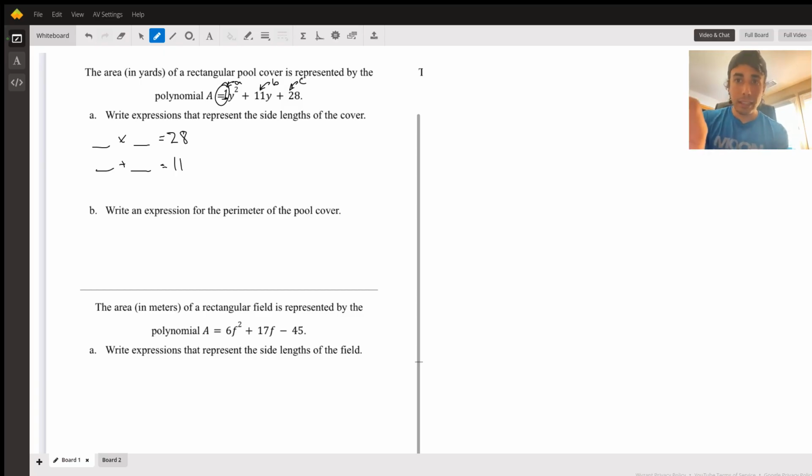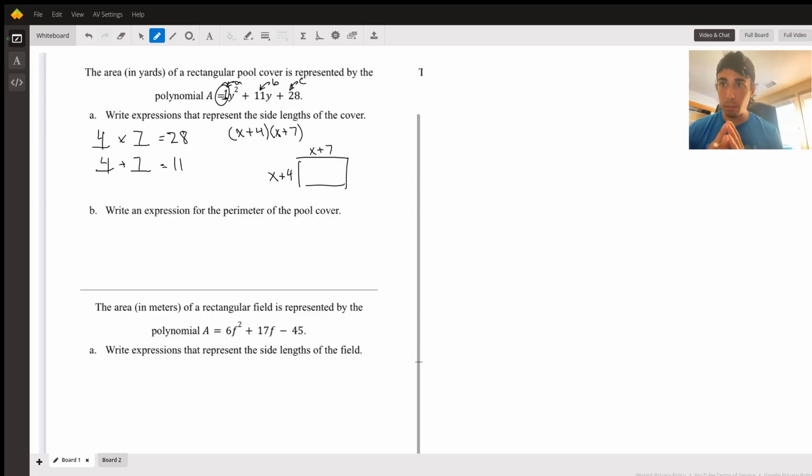Of those numbers that multiply to 28, you'll notice that 4 and 7 not only multiply to 28, but they also add up to 11. That gives us our factors, x plus 4 and x plus 7. Those would be the side lengths of that cover. One side would be x plus 4, the other side is x plus 7.